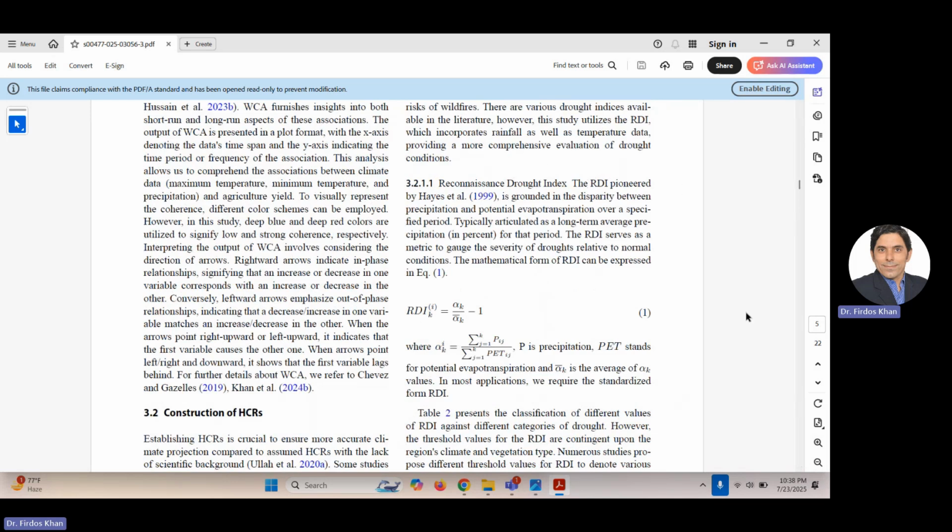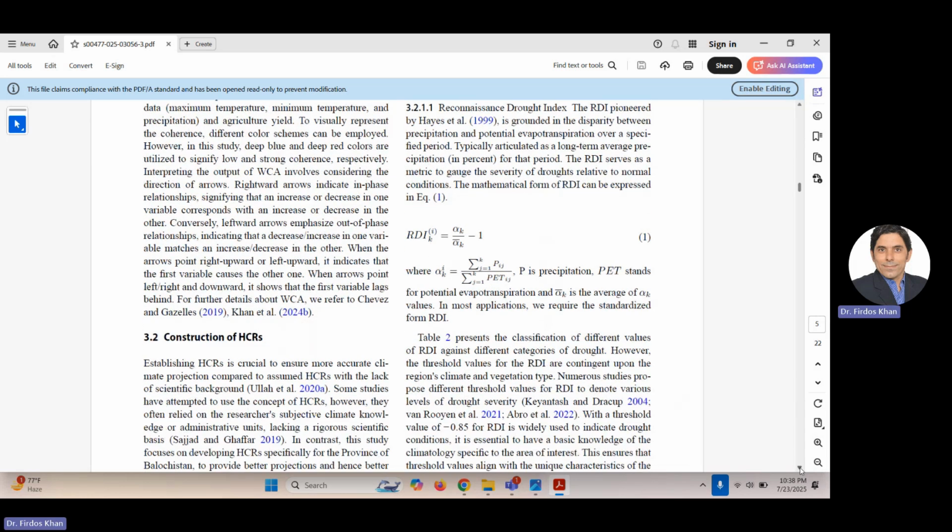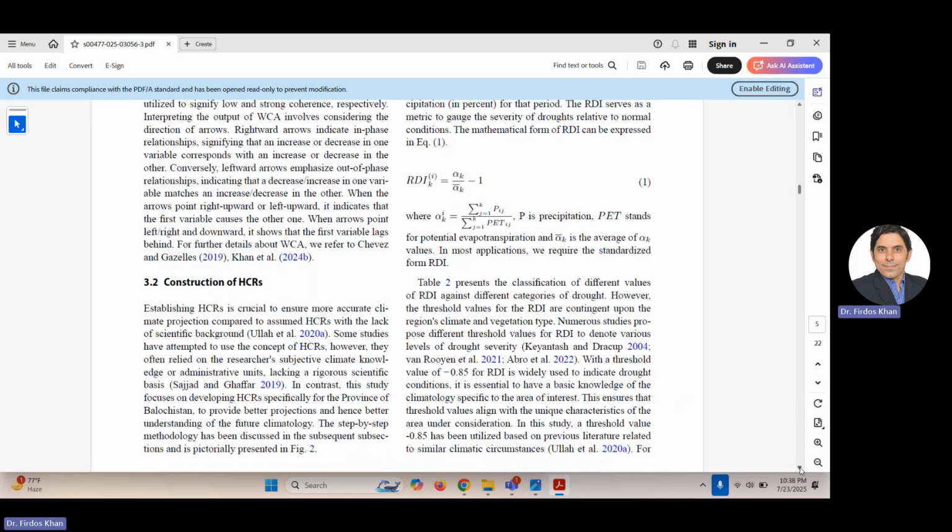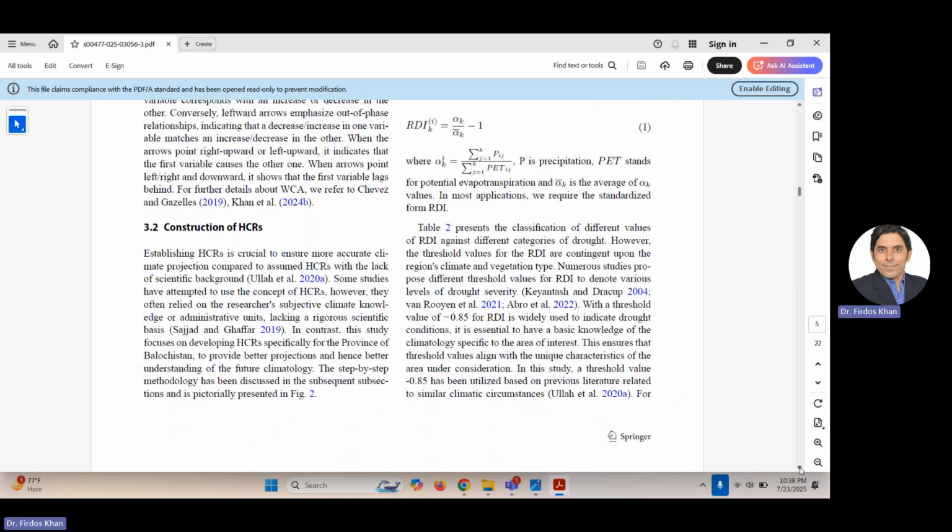And once you have calculated the drought index, then you need to calculate L moments and L moment ratios, and then you need to apply discordancy and heterogeneity tests to check whether these regions are homogeneous or not, and whether the stations are discordant or not. So you need to do this step, that is, construction of HCR, construction of homogeneous climatic regions.